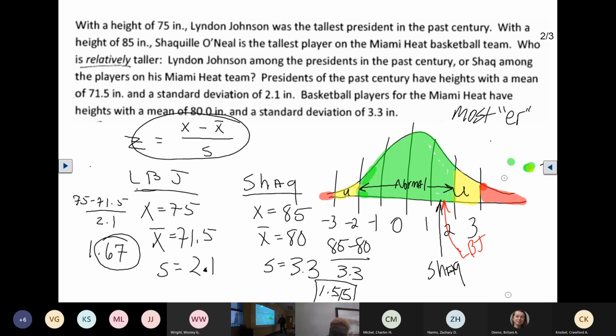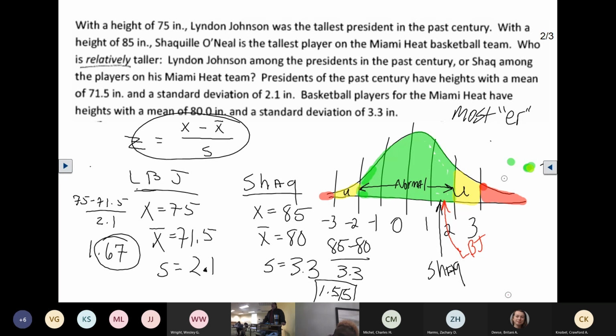Who is relatively taller? LBJ, because he's further out toward the outlier. Write that down. LBJ is relatively taller because he is closer to the what? The red area, the outliers. If you're closer to the outlier than another score, that means you're more ER than the other score.